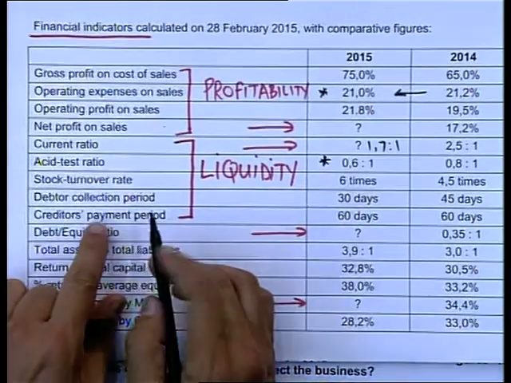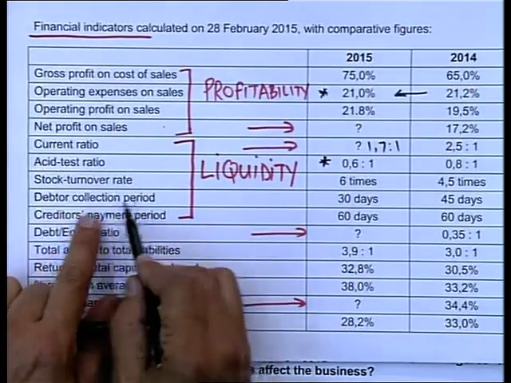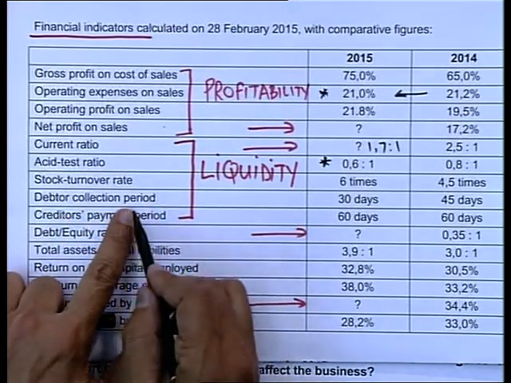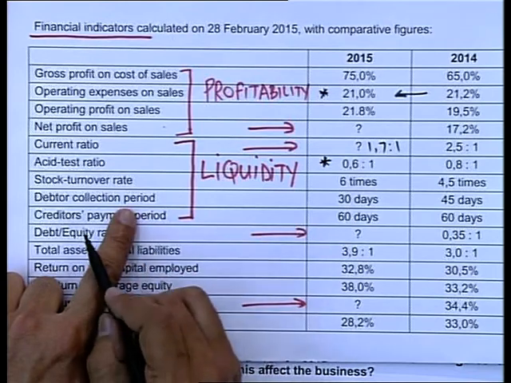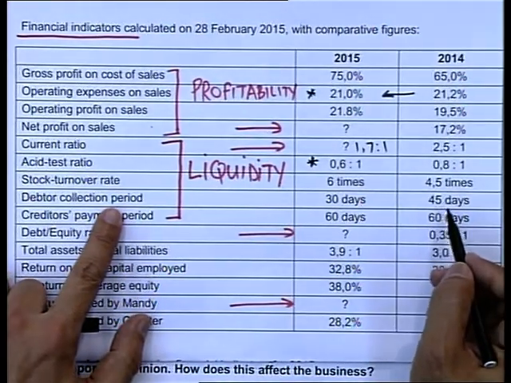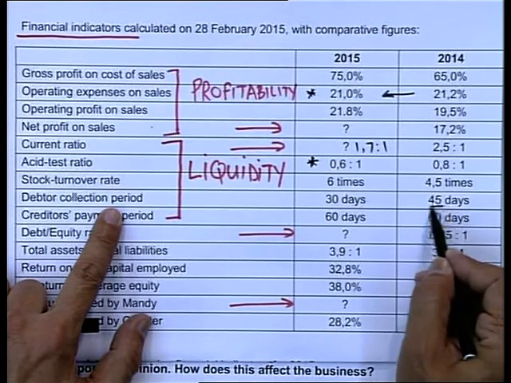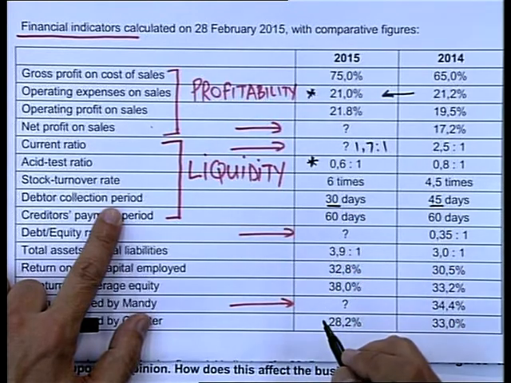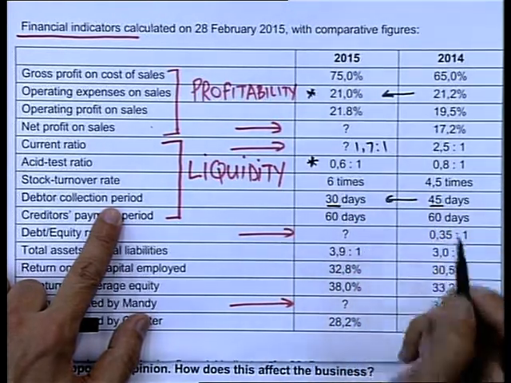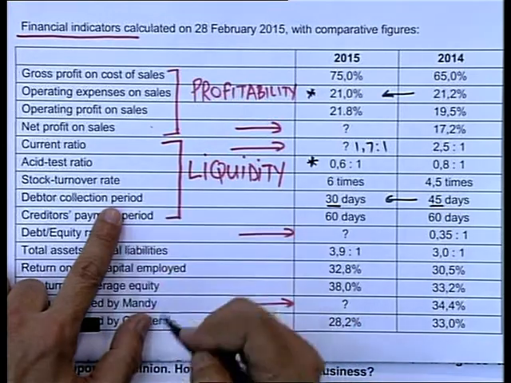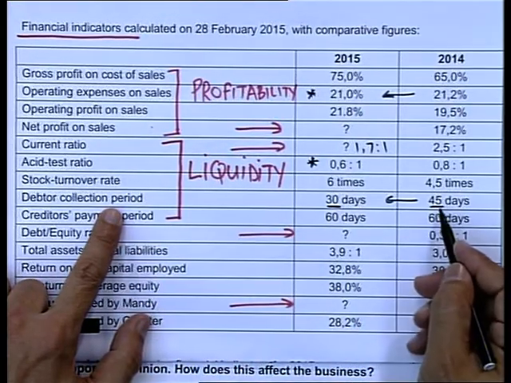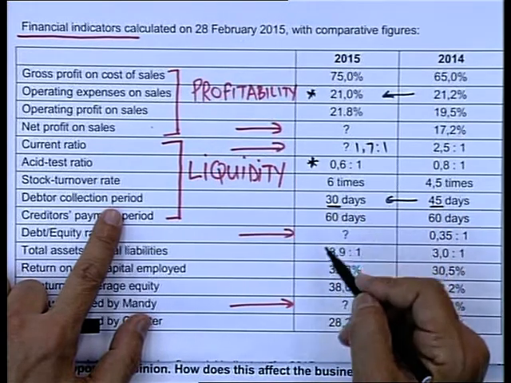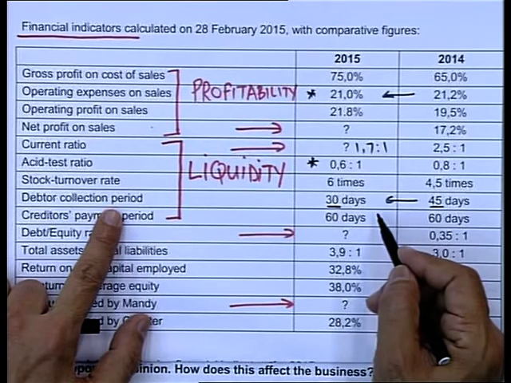Okay, so if we look at the debtors, for example, the debtors collection period, that means how long are the debtors taking to pay us, okay? So last year, on average, the debtors were taking 45 days. But this year, on average, they're taking 30 days. So that is good, which means money is coming in quicker. Instead of taking 45 days to pay, he's paying in 30 days, which means we're getting in money. And it's improving by 15 days, right?